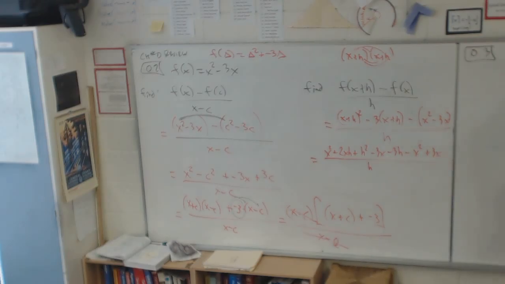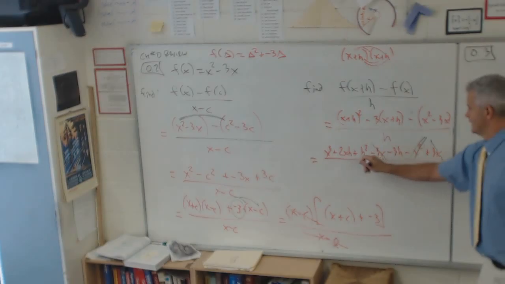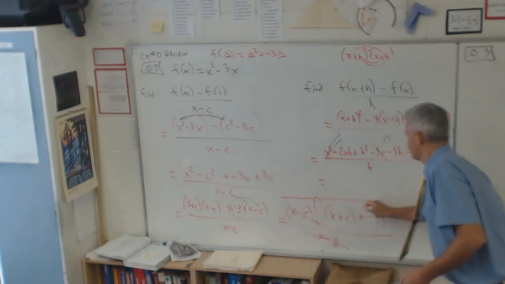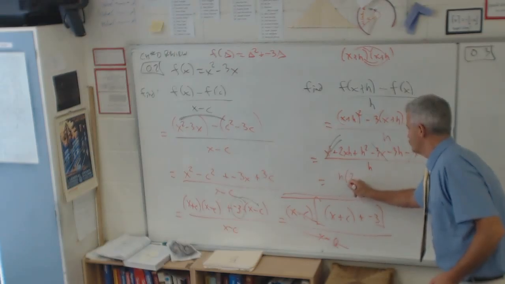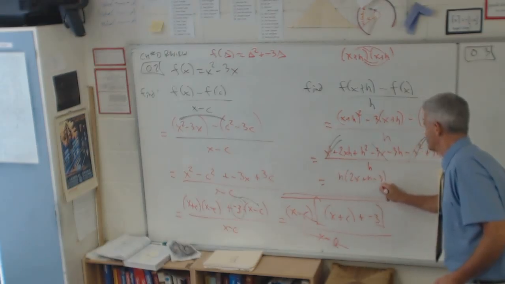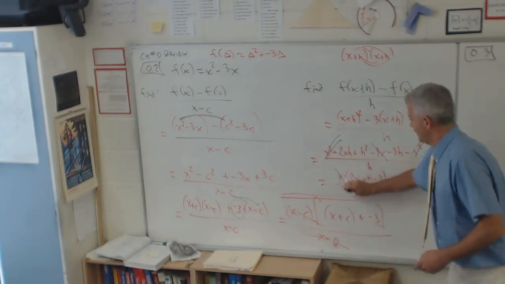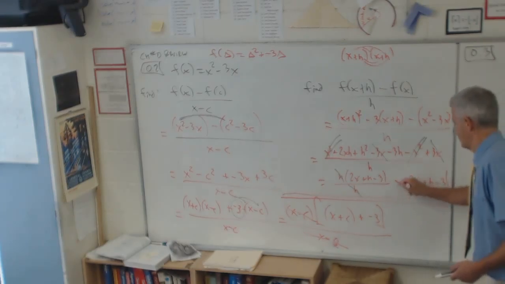Perfect. Anything cancel? The 3x and the x squared. The 3x, the x squared. Anything else? Perfect. Now, what happens now? I pull an h out of the top. We have h times 2x plus h minus 3, over h. And we cancel the h. The h is canceled, so the final answer is 2x plus h minus 3.